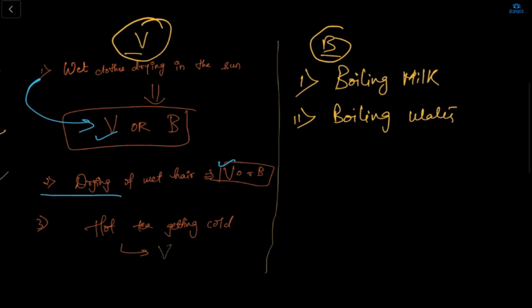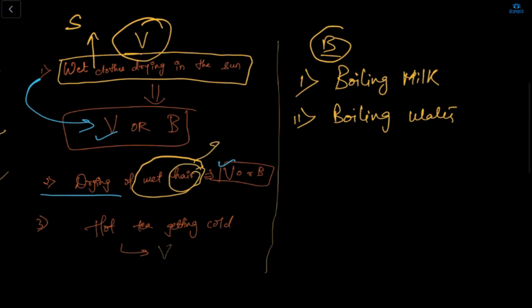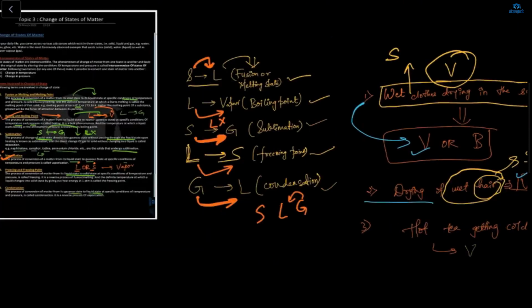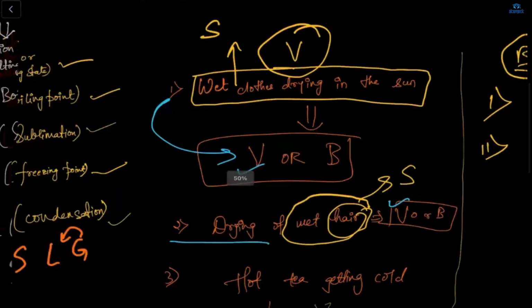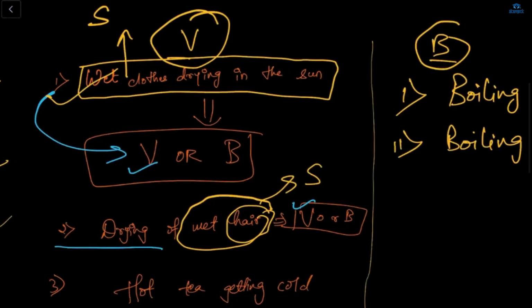Now here in vaporization, the wet clothes are drying in the sun. Does it mean the wet cloth is solid, liquid, or gas? Cloth is there. We can say it's a solid, because cloth has some shape and also some volume, right? Yes, ma'am. And drying of wet hair. Hair also has shape and volume, so we can consider it as solid, correct? Yes, ma'am. So here, I told you that vaporization means the conversion of liquid or solid into vapor. So your wet clothes drying in the sun is a solid. Your drying of wet hair is also a solid.